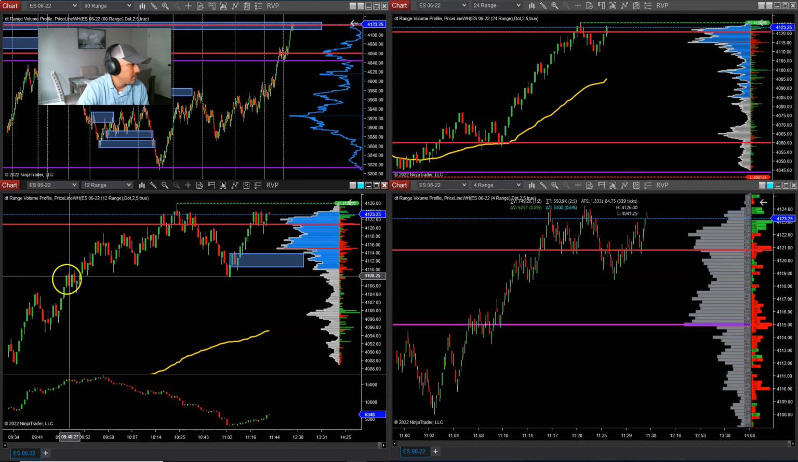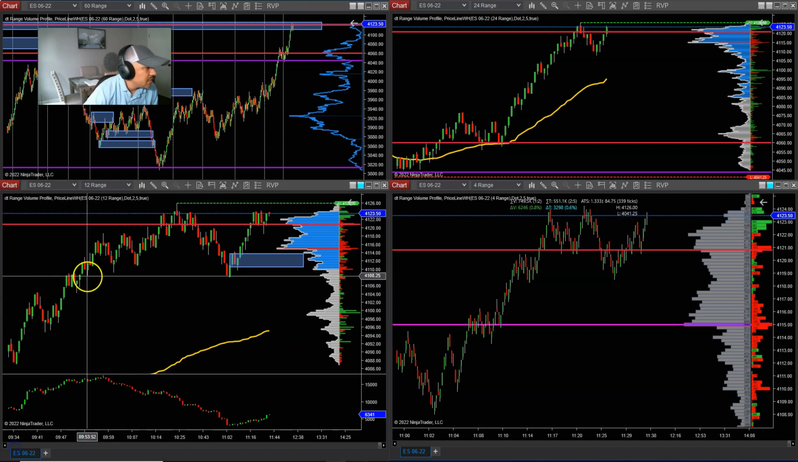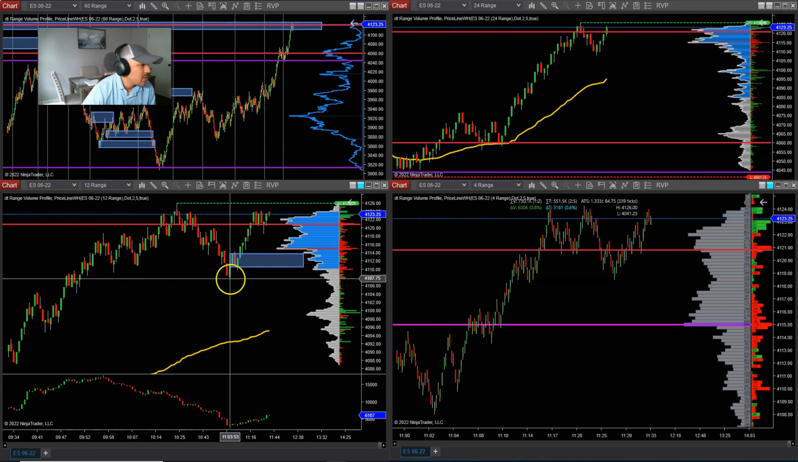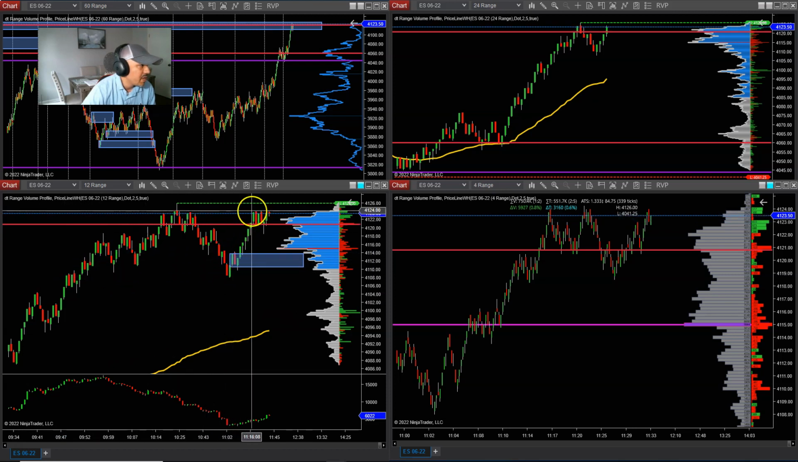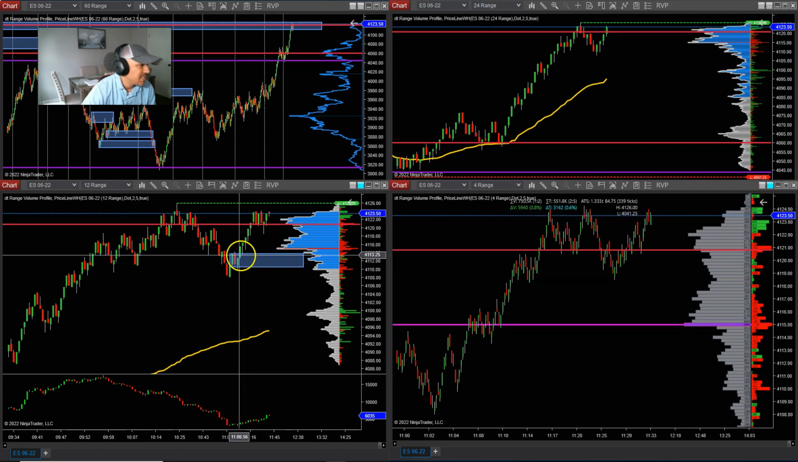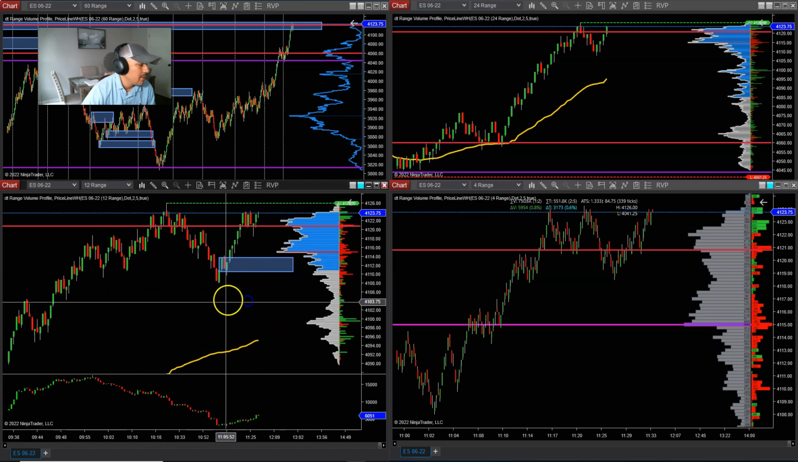Let me see here. Yeah, it tests the level right here, if you can call it a little area of demand sitting right here. That's why it bounced here, but you gotta be careful because you got resistance right above you. So as price broke through that area of resistance, I'm looking for a pullback now. Price hasn't tested this area yet. Okay.